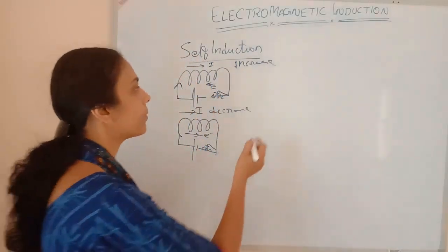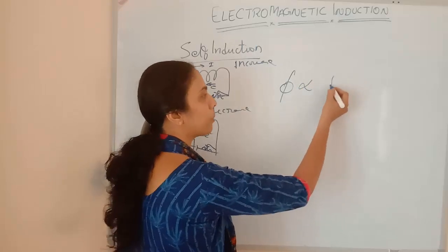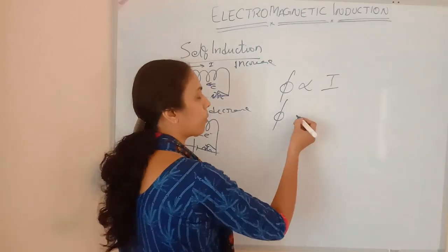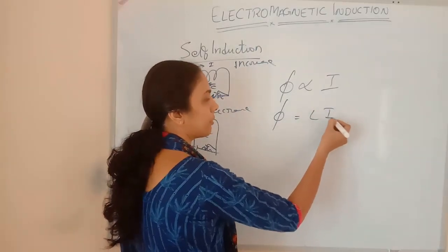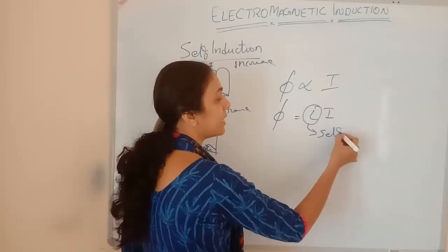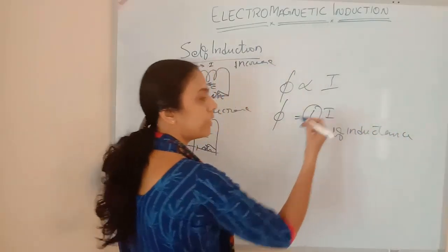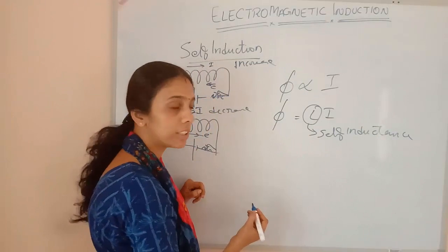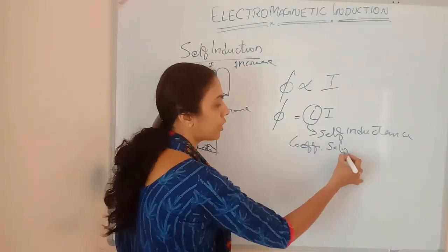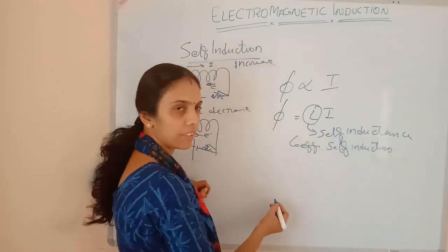The magnetic flux linked with the circuit is directly proportional to the current flowing through it. To change the proportionality sign, we multiply with a constant called L. This is called self-inductance, or the coefficient of self-induction. How can we define this coefficient of self-induction?